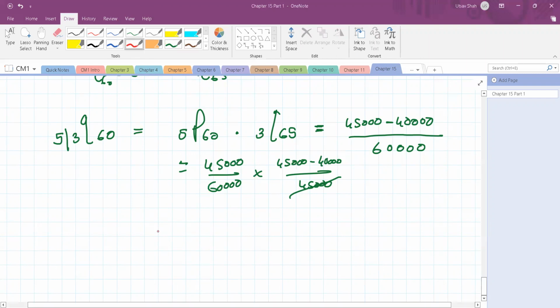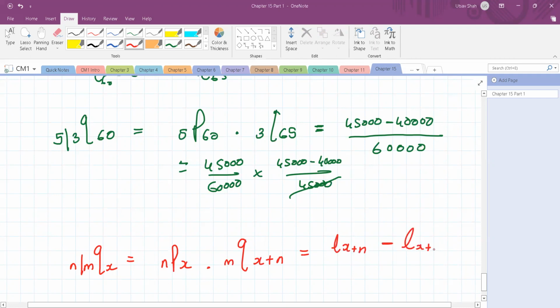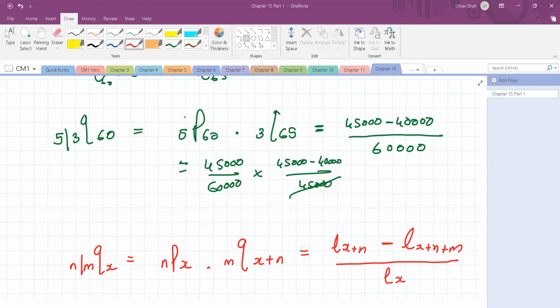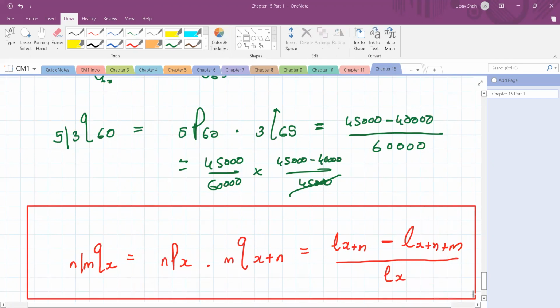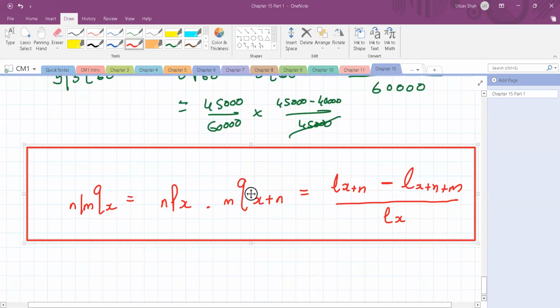So finally the formula becomes, in general terms, n deferred mqx equals npx into mqx plus n. Here 65 is the age. All right. Or you can write it as lx plus n minus lx plus n plus m upon lx. These are the two formulas for deferred that you can use. Very simple formulas, nothing complicated in this.